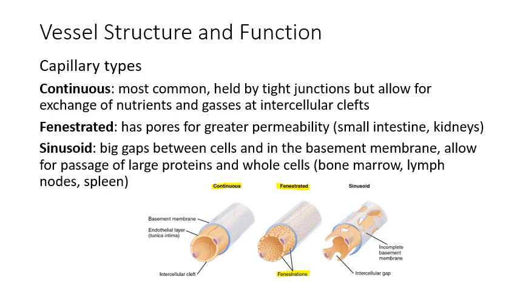Right, and then the last type of capillary here is a sinusoid capillary. Sinusoid capillaries have really big gaps in between the cells. So in between those endothelial cells, there are these large gaps, or sinuses. And that's so that we can allow really big protein molecules or entire cells to pass in and out of the capillary. And this is going to be especially important in places like the bone marrow, for example, because the bone marrow is where you make blood cells. So once you've made them in that bone marrow, they need to be able to get into the bloodstream, and they're going to do it through these large intercellular gaps in a sinusoid capillary.